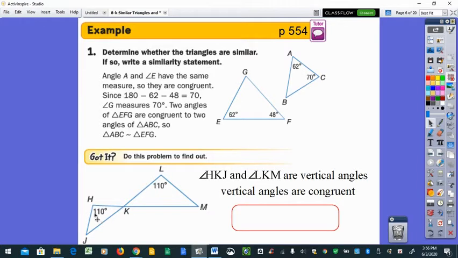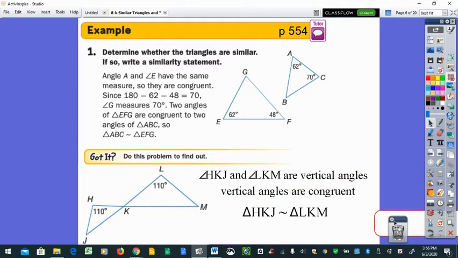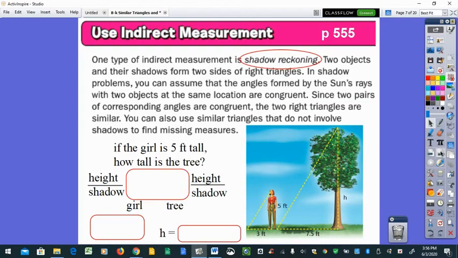We've got two angles in both triangles that are congruent, so they are similar, and we're going to put them in the right order. So H has to go with L, and K has to go with K, and J has to go with M, and that's a similarity statement saying the two triangles are similar. So, who cares? Why, Mrs. Woodruff? Because that's what's going to allow us to measure this darn tree.